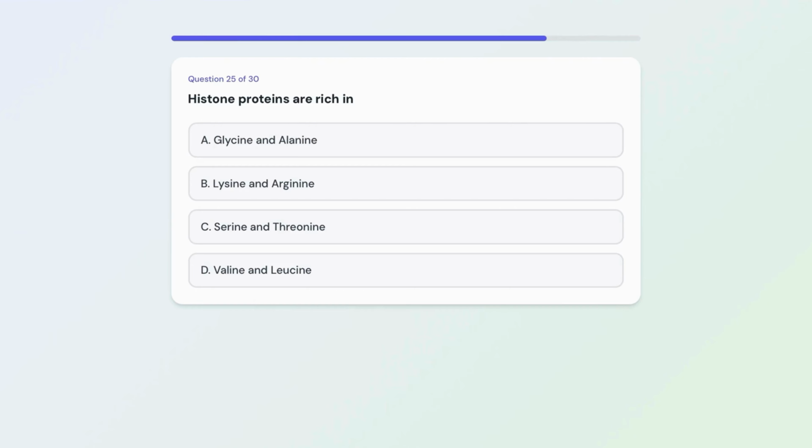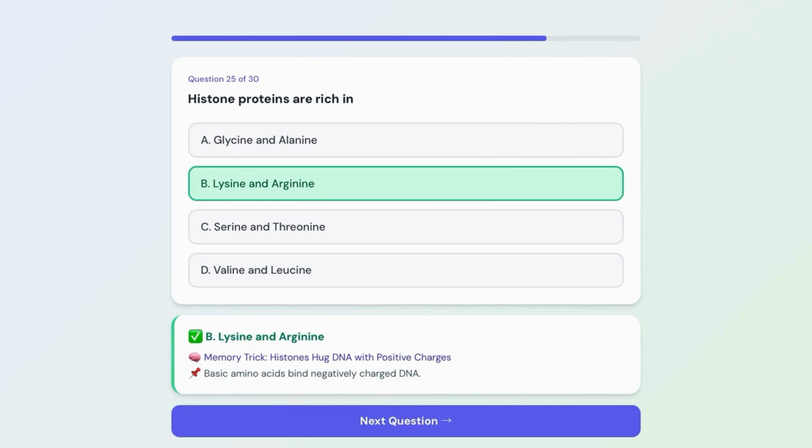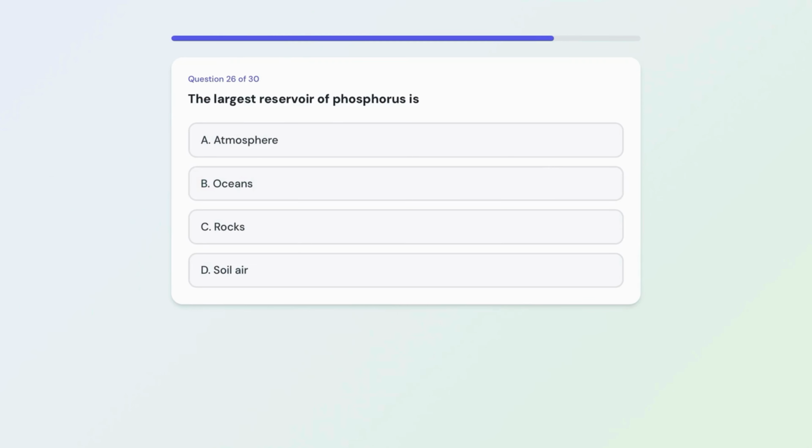Histone proteins are rich in lysine and arginine. Histones hug DNA with a positive charge. Since DNA has a negative charge, histones carry a positive charge, and opposites attract.